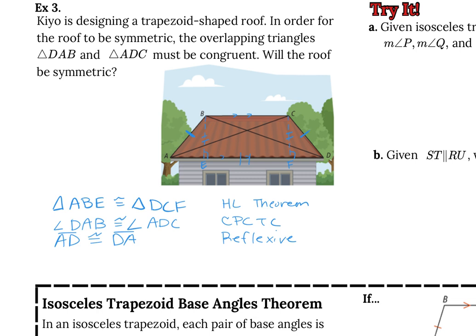So finally, we can prove that triangle DAB is congruent to triangle ADC because of side angle side. Okay, because the overlapping triangles are congruent, that means that the roof is symmetric.